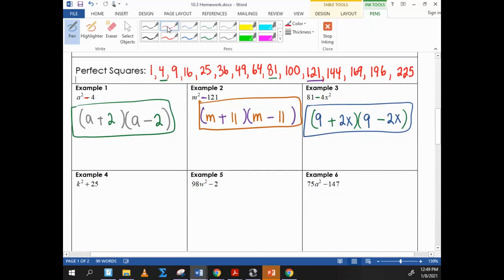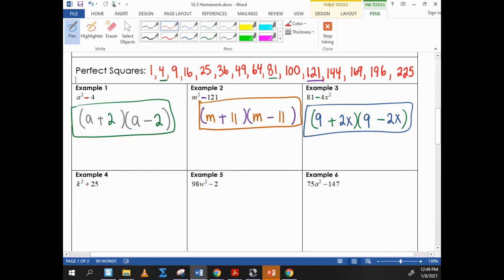All right, we're back to factor some more of our perfect square binomials. So again, we have to check three things before we can factor it. We've got to check that we've got a subtract sign and that our first term and our last term are perfect squares. So look at example 4.